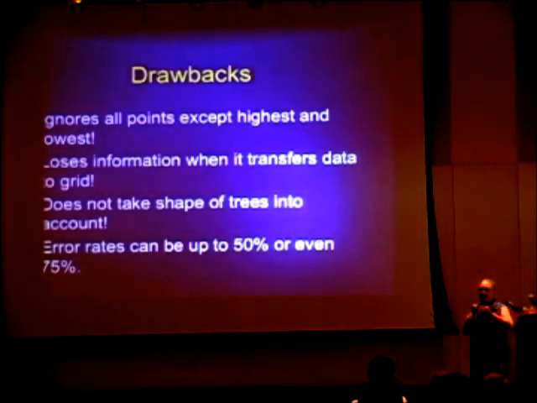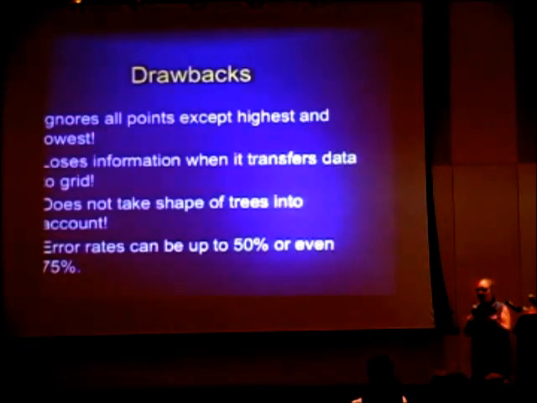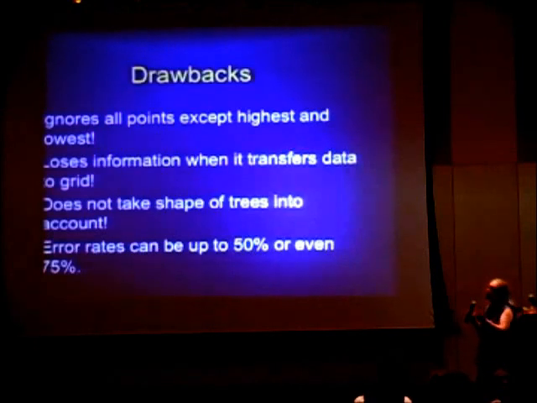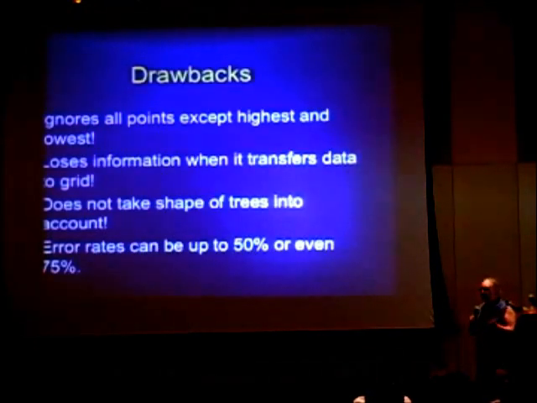It's got a number of drawbacks, which you could probably think of more yourself, but here are a few. One is that it ignores all the points except the highest and the lowest. In a forest, typically, you might get three or four, and we're ignoring all that intermediate stuff. We're taking this data, which is points floating in three-dimensional space, and putting them onto a grid. Every time we do that, it's like taking a decimal number and rounding it. You're losing information, all the decimal places.